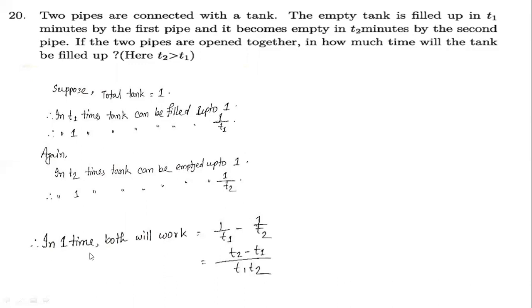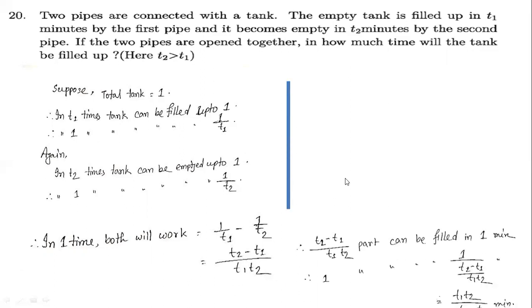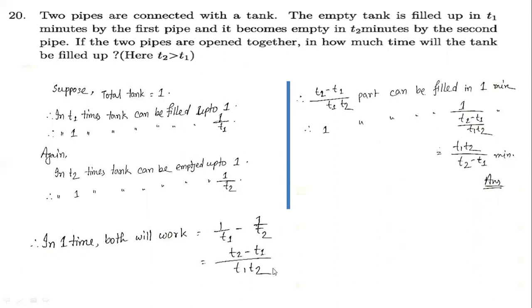In one unit of time, since both pipes are open, these two work together. Since one part is emptied and one part is filled, the second will be negative. So 1 by T1 minus 1 by T2 gives T2 minus T1 over T1 T2. So this part can be filled in 1 minute, and a full tank can be filled in this many minutes. This is our required answer.